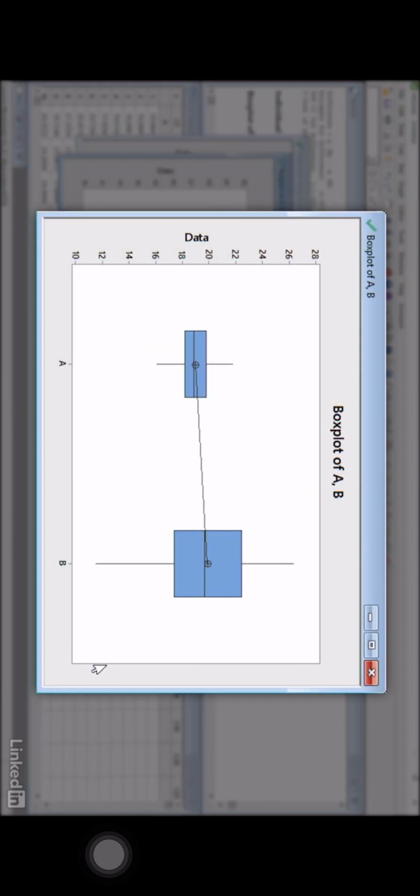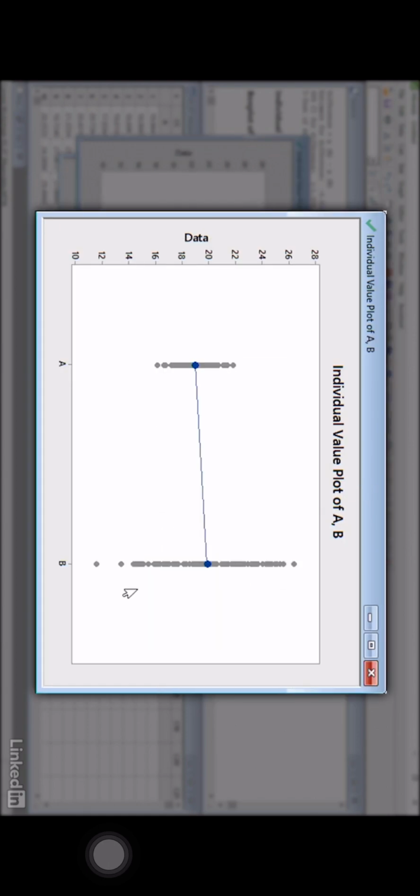Graphs. Let's choose individual value plot and box plot, no extra charge, and click OK. Here are the box plots. Minitab provides an extra feature showing the means as the target symbols, and if they were identical, it will be a horizontal line. Similarly, here we have the individual value plot showing the means as the blue dots. To be accurate, look at the session window.